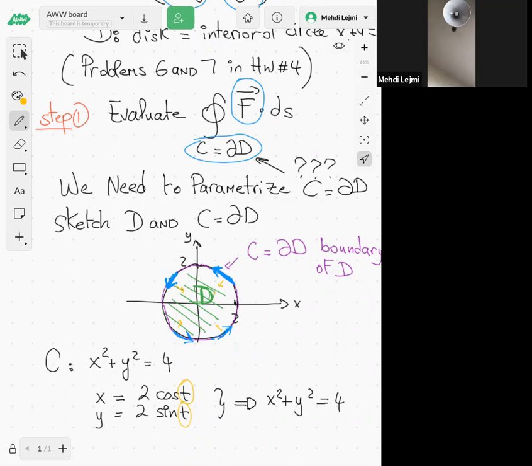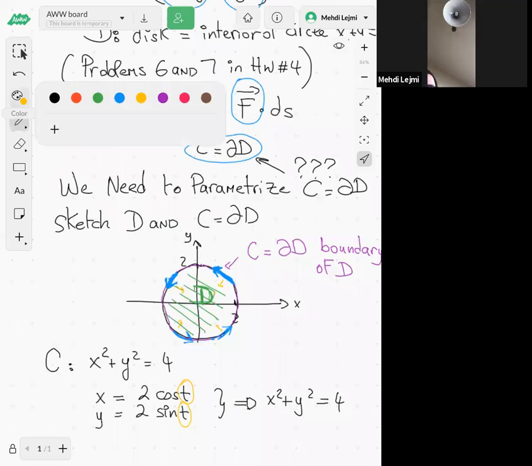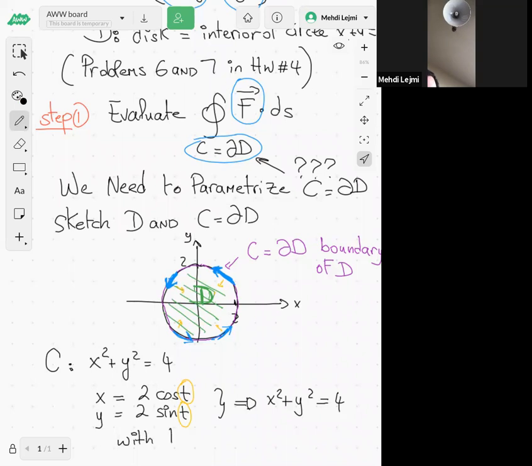So we are parameterizing our curve with the parameter t, and t is in the interval, of course, this is a circle, the whole circle. So t is in the interval 0 to pi. Okay, because we have the whole circle. So that's why it's called parameterization, because we have this parameter t.